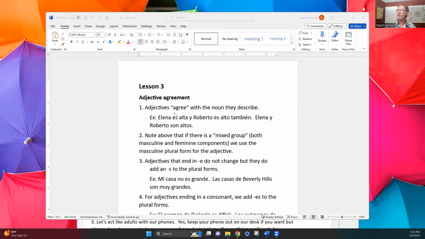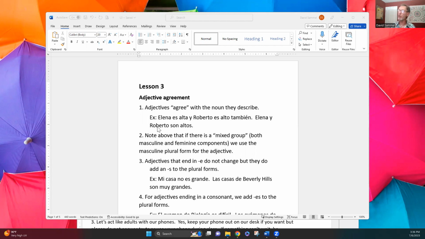And if you take a look at this, I'm showing you that adjectives agree with the noun they describe. That's gender and number. So we say Elena. Now Elena is a woman, obviously, and this is an A. And so that makes sense. So it's Elena es alta y Roberto es alto también. He's also tall, right?